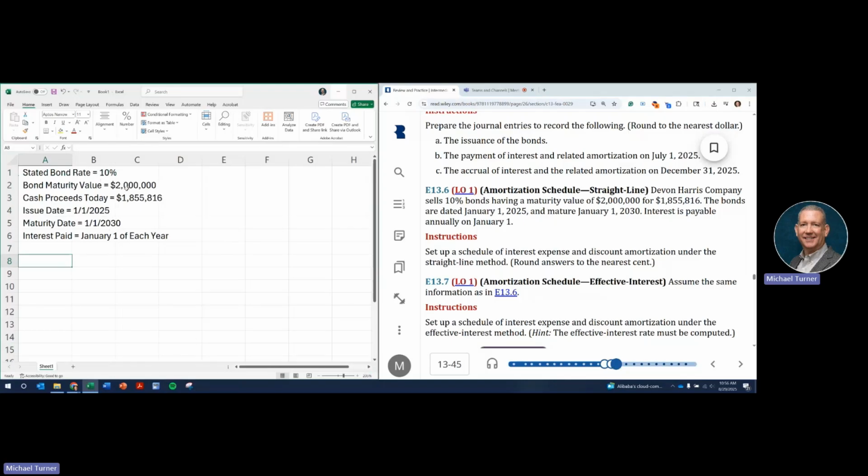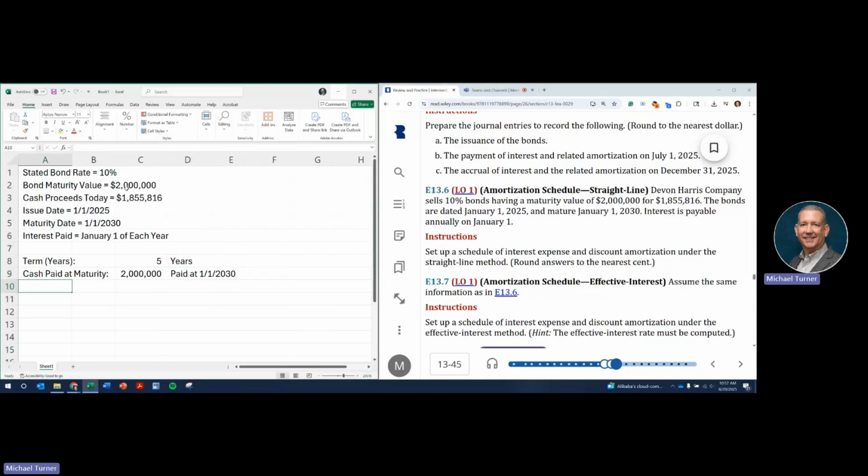The first one here, let's note the term. This is in years or periods, and this is for 5 years, as given to us in the problem. So it's a 5-year term. What we also know is the amount of cash paid at maturity. That's $2 million, also given to us in the problem, and that's going to be paid at 1/1/2030. So that's given to us.